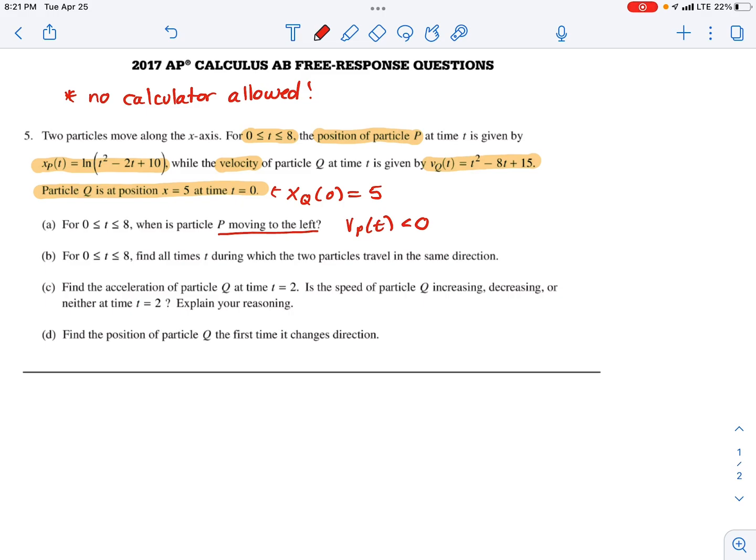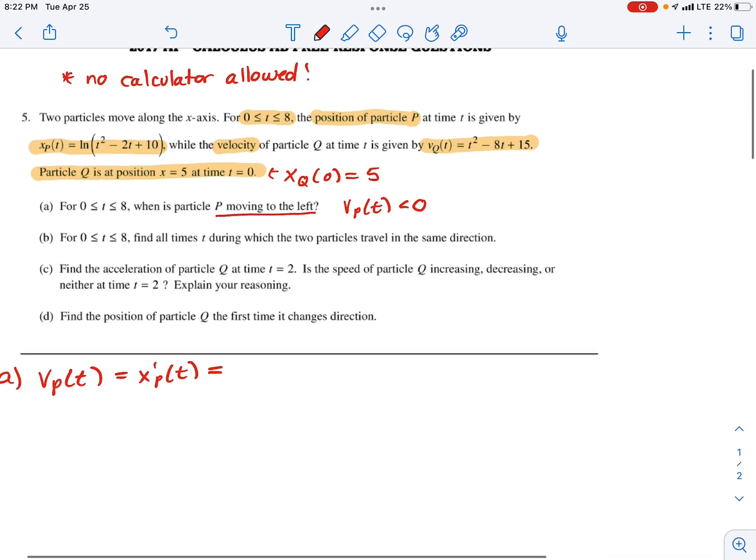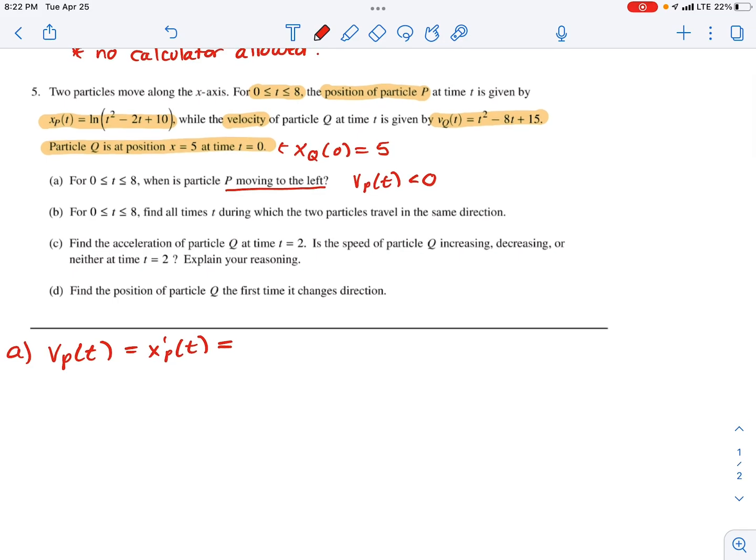Okay. So I don't have the velocity of particle p yet, but I do have the position function. So you want to recall that the velocity function is equal to the derivative of the position function, right? And remember, it is important that you actually show this, that link between the velocity and the derivative. Now we want to actually find the derivative of this function, so we've got to use chain rule, because the derivative of ln of stuff is 1 over the stuff times the derivative of the stuff.